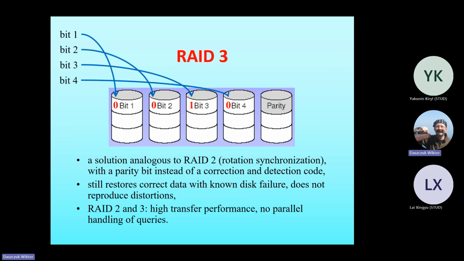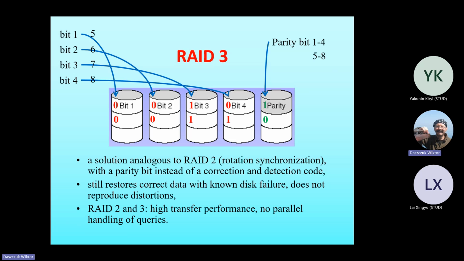How parity works. For example, we have bits 0010 in this nibble. And if the parity is even, the parity bit will be 1, because we need to have an even number of ones in every nibble. This has an even number of ones, so parity is 0.